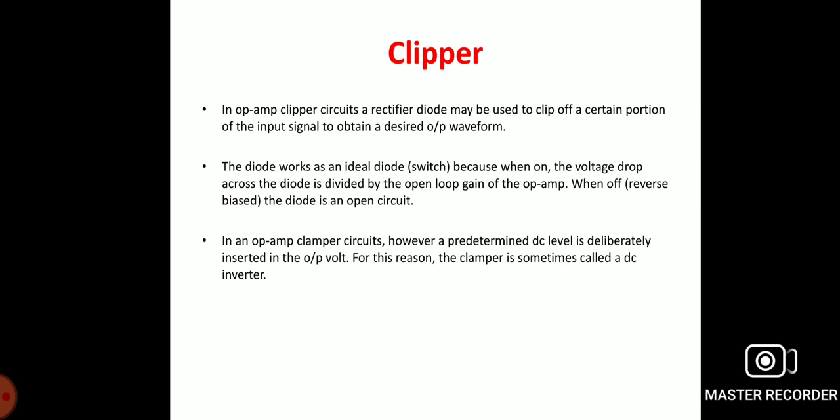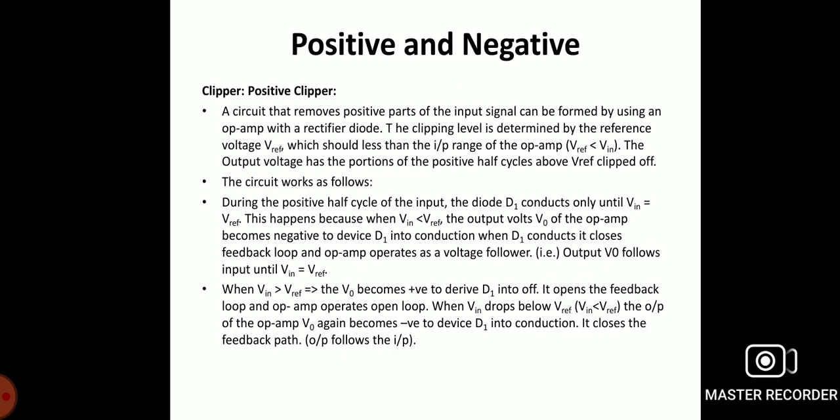In an operational amplifier clamper circuit, however, a predetermined DC level is deliberately inserted in the output voltage. For this reason, the clamper is sometimes called a DC inserter. Now, the clamper circuit is similar to the clipper. The clipper can be divided into two categories: positive clipper and negative clipper. First, the positive clipper circuit.